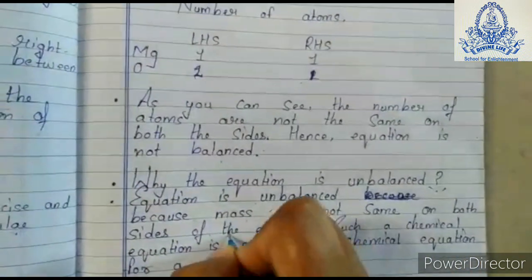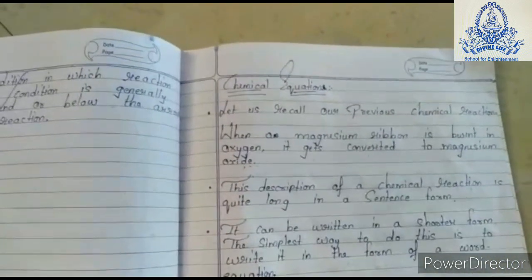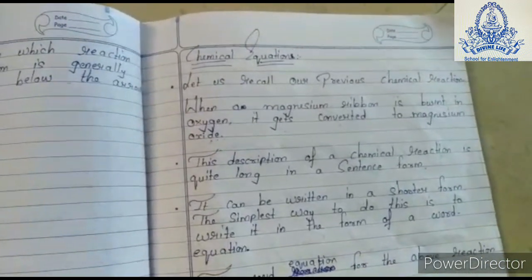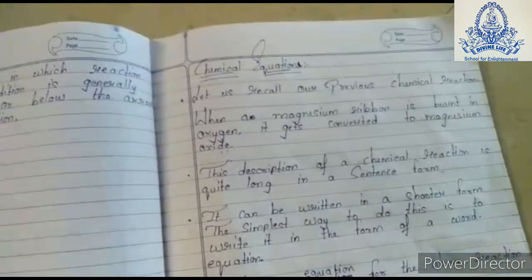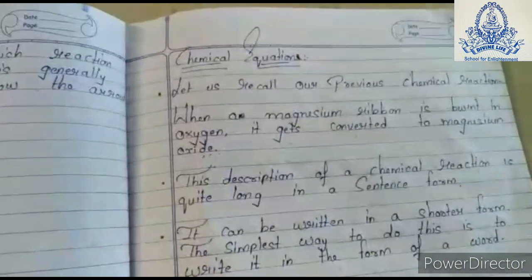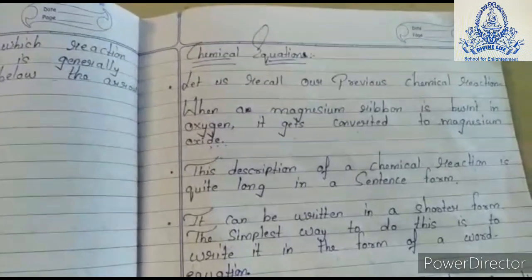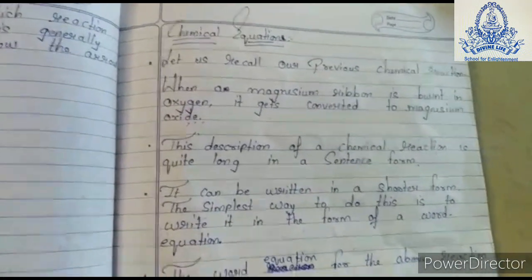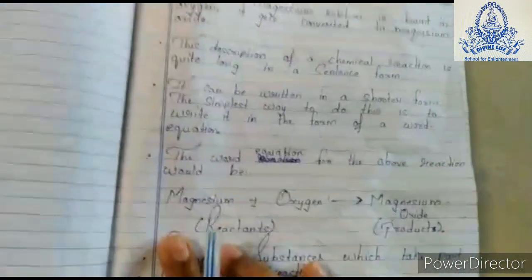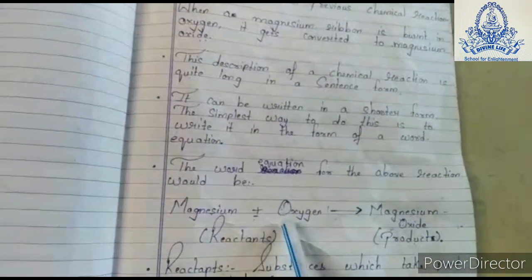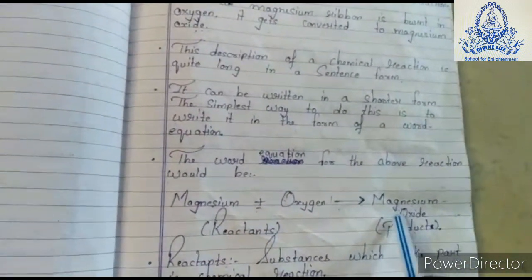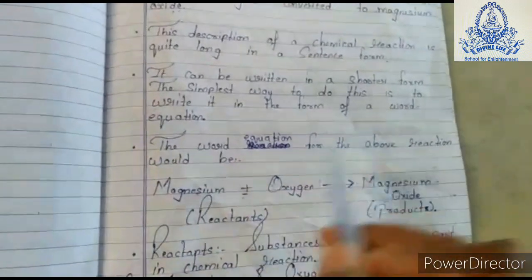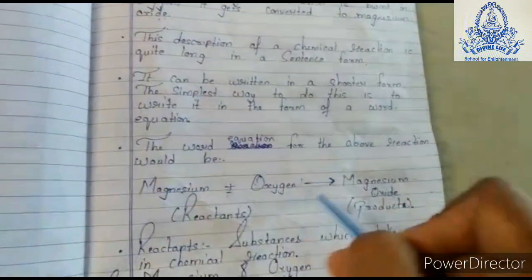Here we are stopping here. Again, let us revise what we have studied today. The chemical equation, that is our topic. Now the chemical equation can be written in two ways. First, by utilizing the words, and secondly by utilizing the formulae and the symbols. How can we write the chemical equation in the form of words? See here. Magnesium plus oxygen gives us magnesium oxide. From this equation we have studied about reactants and the products.